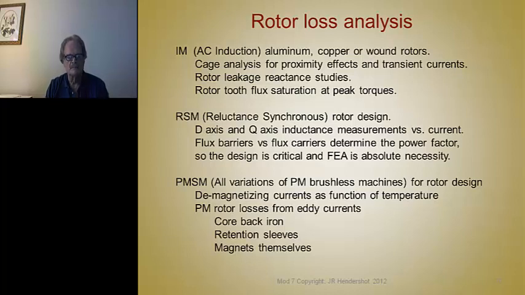Then the PM machines, this last class of machines, the permanent magnet machines that are either surface mounted or internally mounted. One of the most important things to analyze is the demagnetization of these magnets under operating conditions. And yeah, there's some graphical methods that have been used for years.